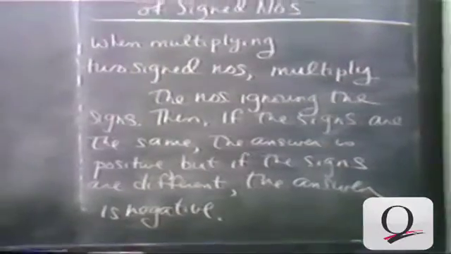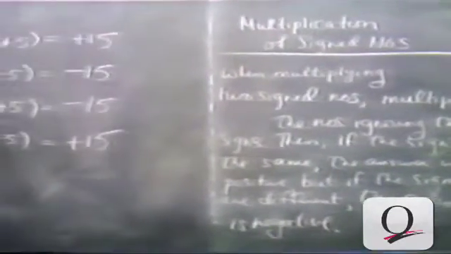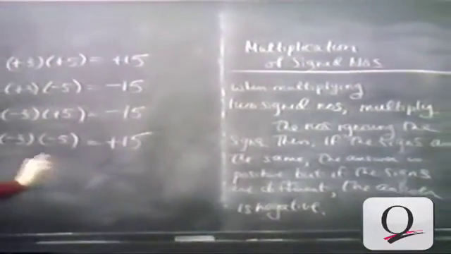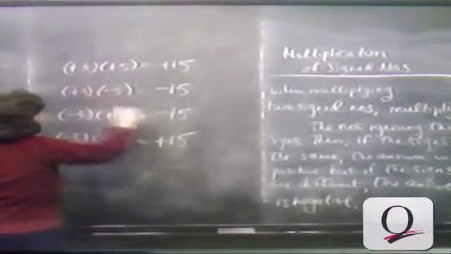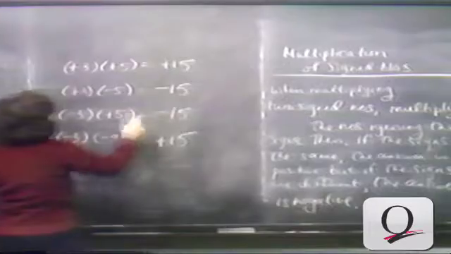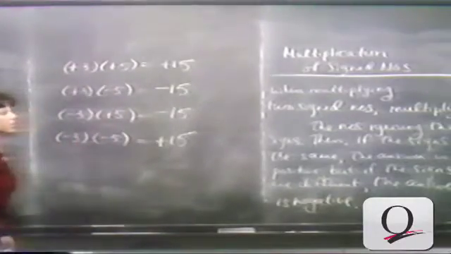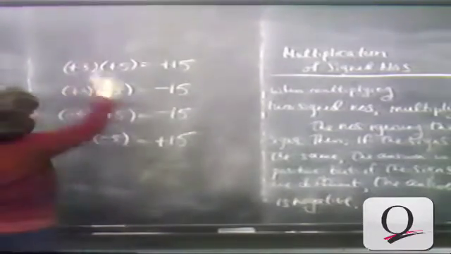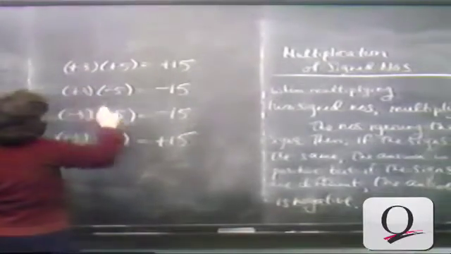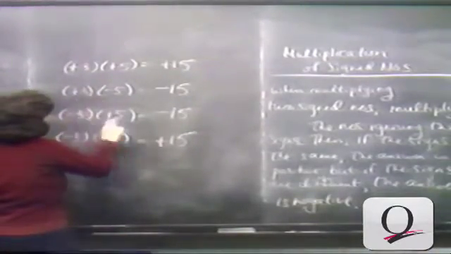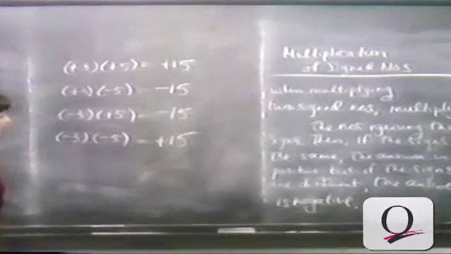Once again, let's look at these four examples. To multiply two signed numbers, we ignore the signs. The multiplication in each case is 3 times 5 gives you 15. Then in the first and the last case, the signs are the same, 2 pluses or 2 minuses, and the answer is positive 15. In the two middle problems, however, the signs are different, and the answer is negative.